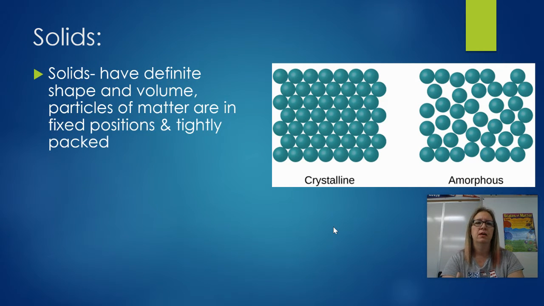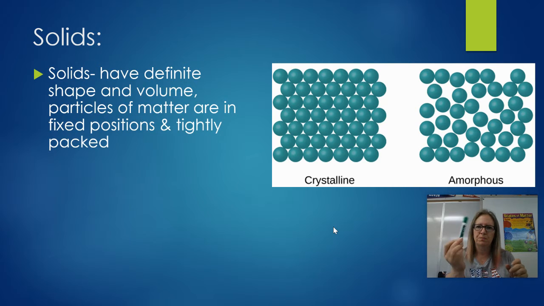All right, solids by definition have a definite shape and volume. Okay, the particles of matter are very tightly packed. It's the slowest moving particles of matter per state, and they just kind of huddle up.